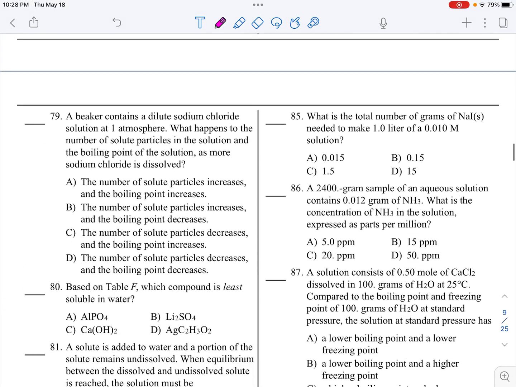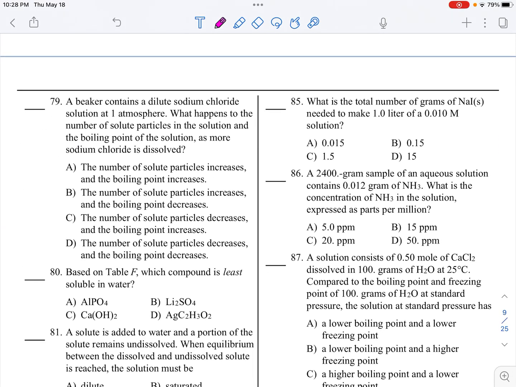A beaker contains dilute sodium chloride solution. What happens to the number of solute particles in the solution and the boiling point of the solution as more are dissolved? So you're adding more solute, the number of particles will increase. Now, as you increase the number of particles, the boiling point is higher and the freezing point is lower. So it's increase for 79.